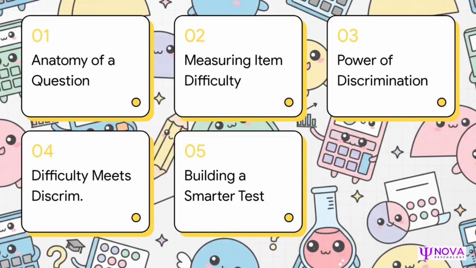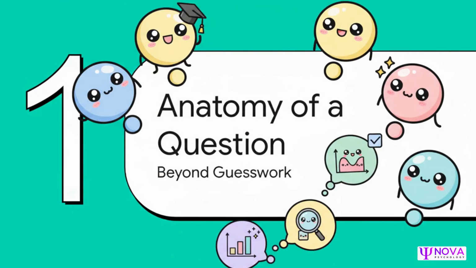So, here's our roadmap. We'll start with the big picture, the anatomy of a question. Then, we'll get into the nitty-gritty of measuring difficulty and discrimination. After that, we'll see how those two really need each other. And finally, we'll wrap it all up by talking about how to put this analysis into action. All right, let's jump right in.